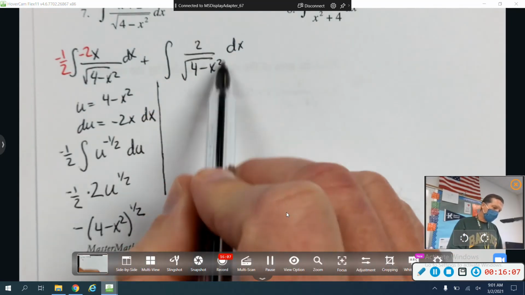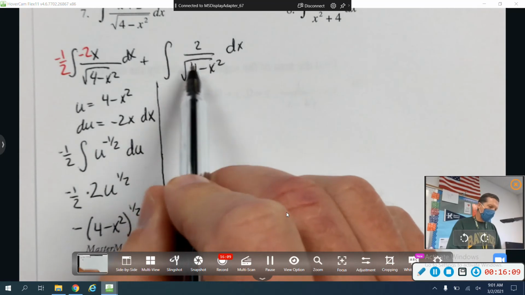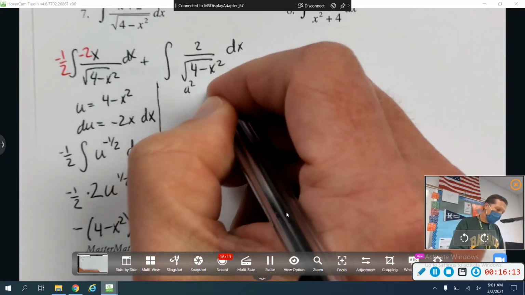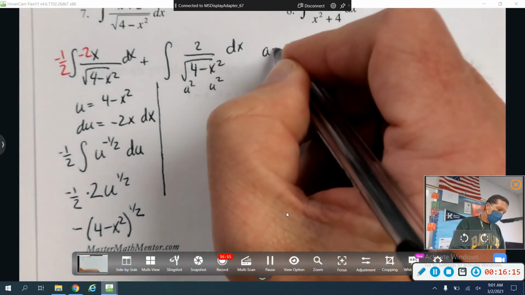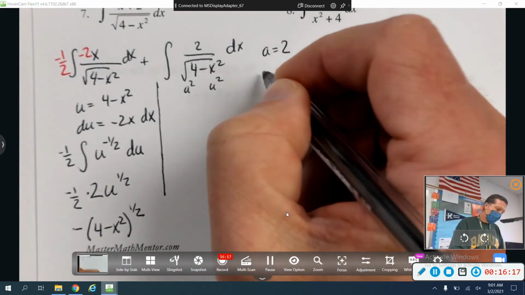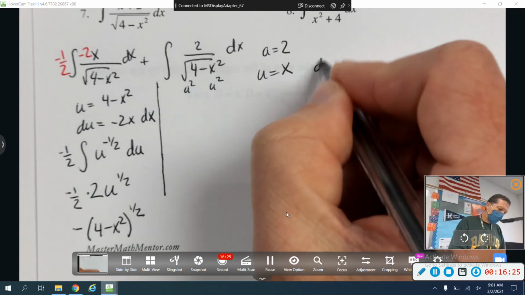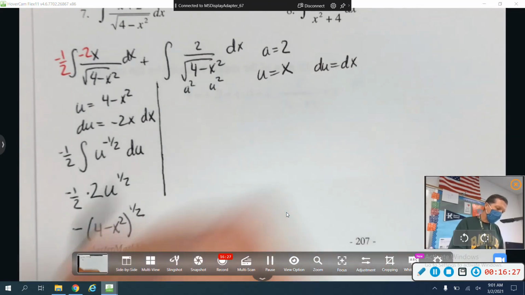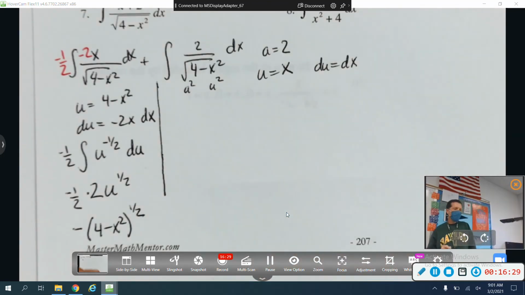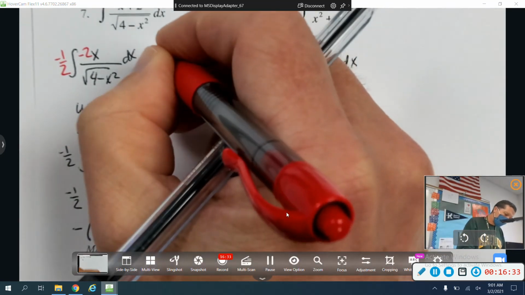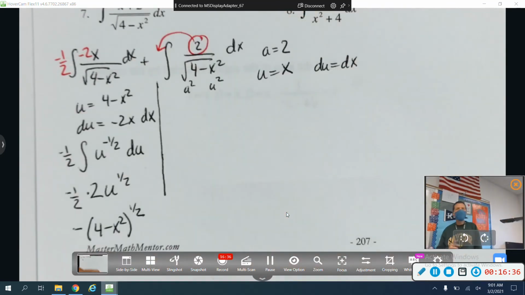All right, if this is inverse sine, and it is, that means I need to start matching up who's a and who's u. So a would be 2, u would be x, so this actually isn't too bad. Du is dx, so I'm not worried about that one. So I think all I really need to do is to take this 2 and put him out front.